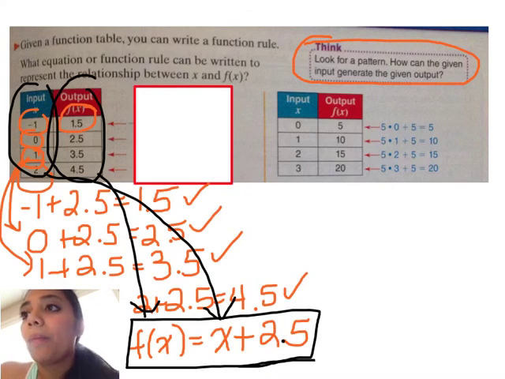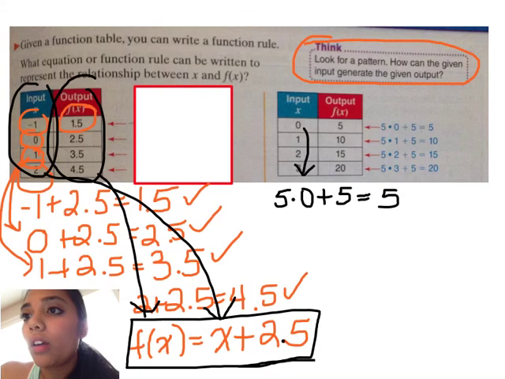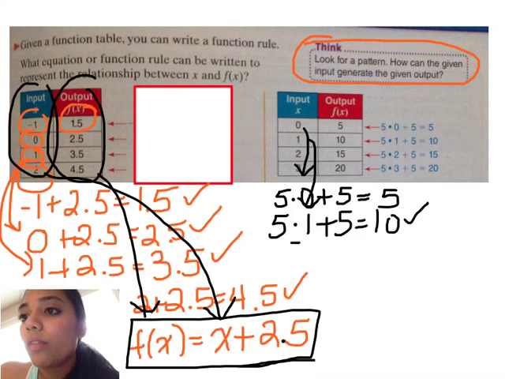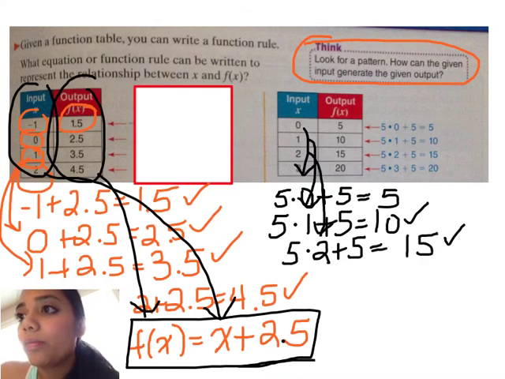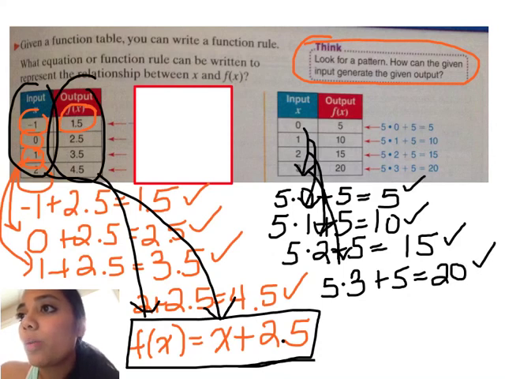So I need to figure out, okay, 5 times 0 plus 5 gives me 5. And the 0 comes from right here. Okay, so the next one I would do 5 times 1 plus 5 gives me 10, so that one works. 5 times 2 plus 5 gives me 10 plus 5, which is 15, so that one works. 5 times 3 plus 5 gives me 15 plus 5, which is 20. So these all work, and it shows it right here.